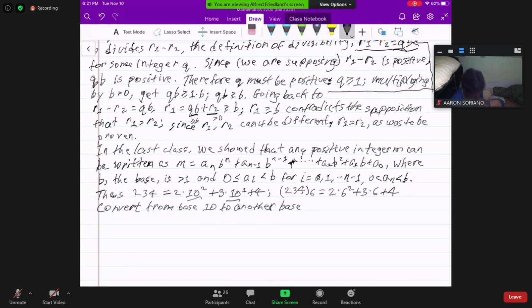And then we saw the very proof that we could do this also showed us how to actually do it. So to convert from base 10 to another base, repeatedly divide the given base 10 number.